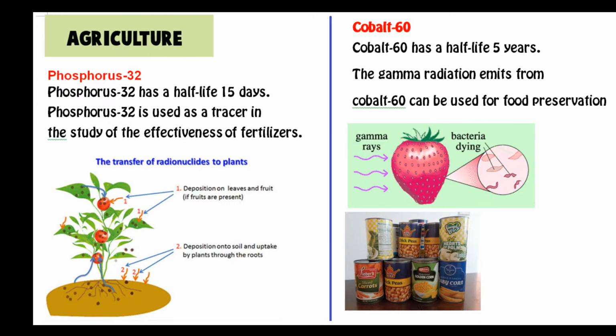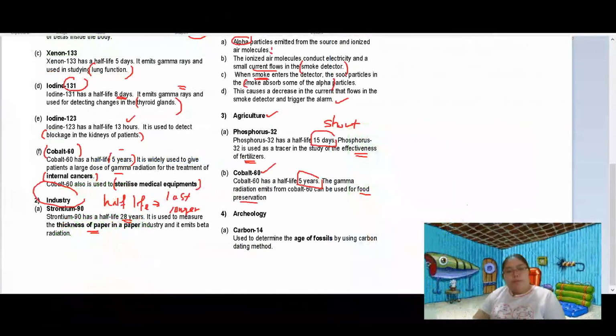So we continue with the last part. Okay, agriculture is not finished. Archaeology. Okay, the last part is archaeology. In archaeology, we just have one: carbon-14, the common one. What is the function? They use it to detect the age of fossils. Okay, let's see an example of how to detect the age of the fossil.